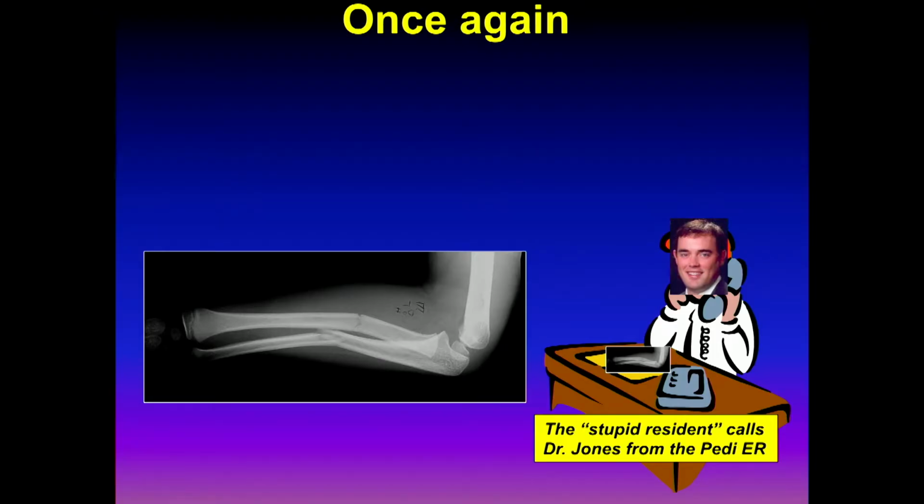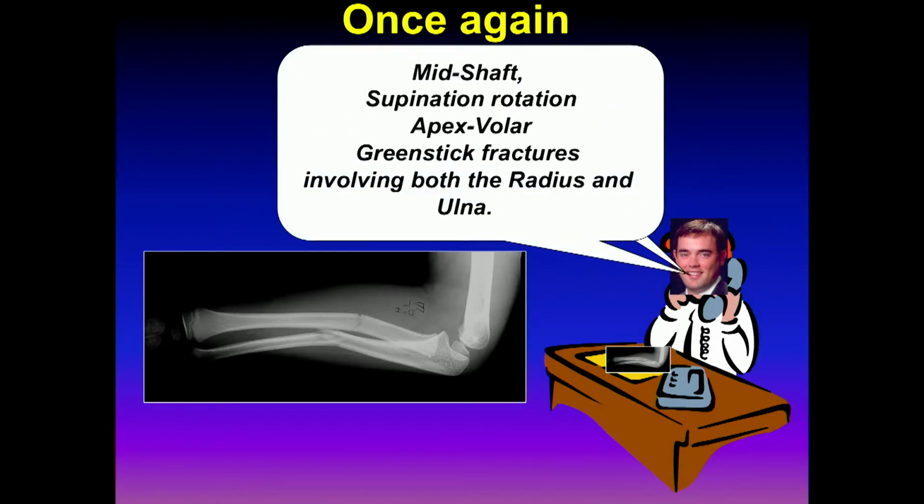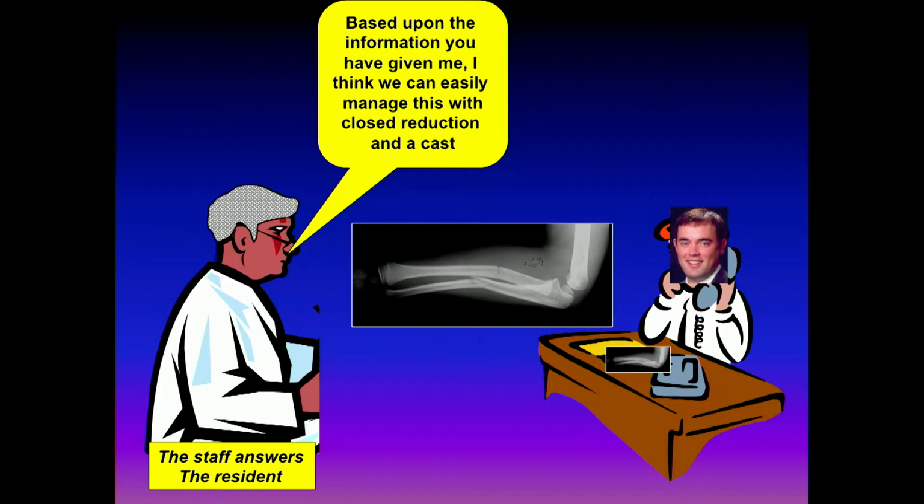Now, here we go. I got a resident. This time he went home and read, and so he calls Dr. Jones, and he says, Dr. Jones, I have a mid-shaft supination rotation apex volar green stick fracture involving both the radius and ulna. And with that description, immediately he tells him all the information that Dr. Jones needs. And Dr. Jones says, great work. You're no longer stupid. You have given me a clear picture of the type of fracture we're dealing with. So, based on the information you give me, I think we can easily manage this with a closed reduction in a cast.